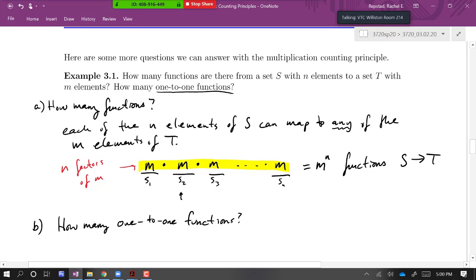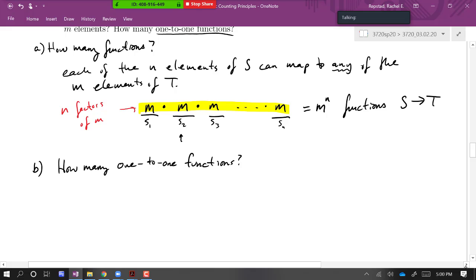So how many one-to-one functions? Again, I'm going to make a slot for each element of S. So here's S1, S2, S3, all the way up to Sn. And I'm starting fresh, right? I've got S1. I would just want to send it to some element of T, and there are m of them to choose from. So this starts out the same way, right? I got m choices. But now I want this function to be one-to-one, which means we cannot double up on outputs, right? So once I have picked whatever output I'm using for S1, how many are left for S2? M minus 1.